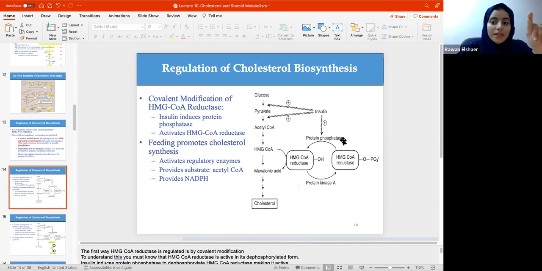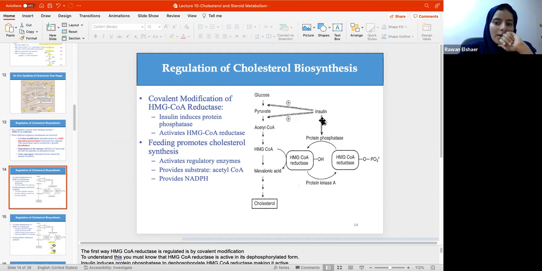Okay, phosphatase, you should memorize it like your name. Phosphatase means dephosphorylation. Even if you don't know the name of the enzyme, but you see phosphatase at the end, that most likely means this enzyme causes dephosphorylation. So protein phosphatase dephosphorylates HMG-CoA reductase to activate it. And protein kinase A causes phosphorylation, so it inhibits it, it causes it to be inactive. And what induces protein phosphatase is insulin.